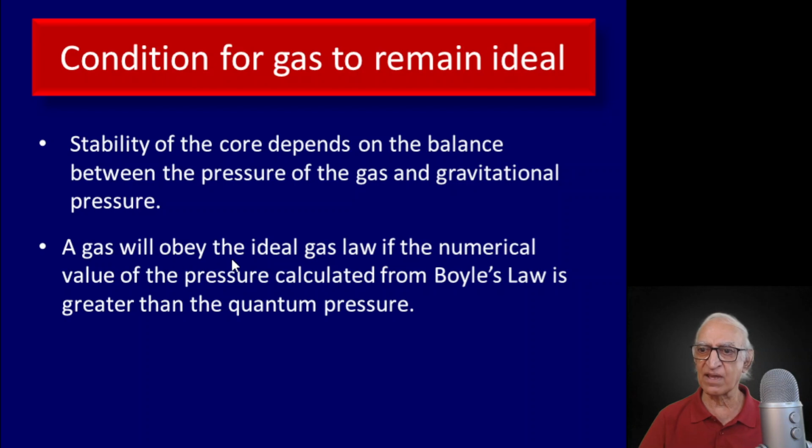A gas will obey the ideal gas law if the numerical value of the pressure calculated from Boyle's law is greater than the degeneracy pressure calculated from Fermi-Dirac statistics. In other words, instead of calculating the characteristic thermal energy kT and the characteristic quantum energy and comparing them, we can also calculate the pressure according to the classical formula and the pressure according to the quantum formula and see which is greater. It's the same thing. So what Chandrasekhar chose to do was to compare the pressures.